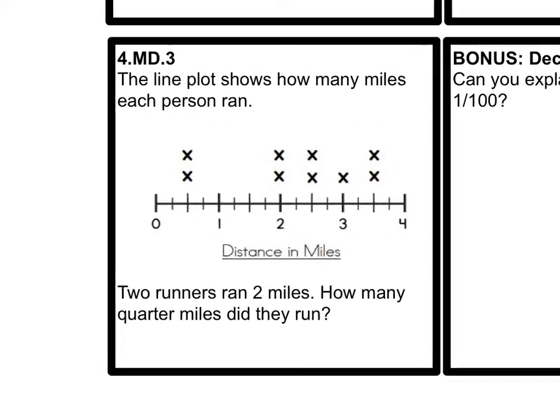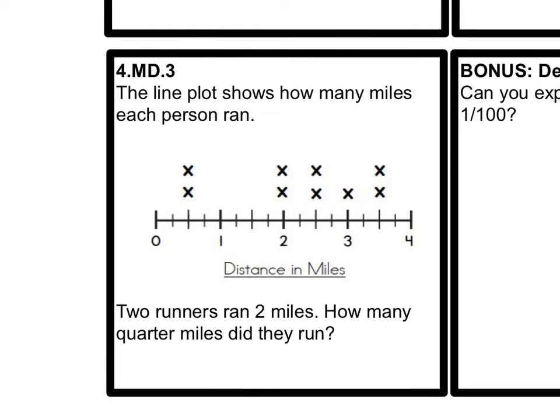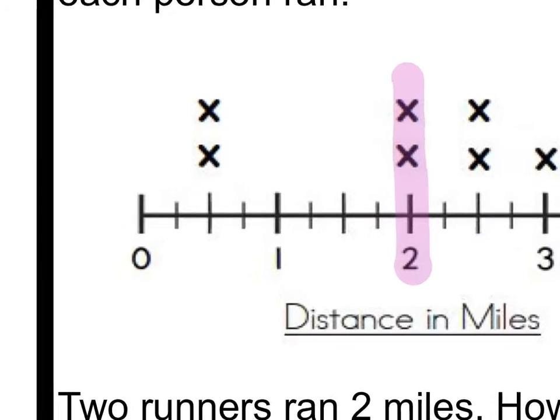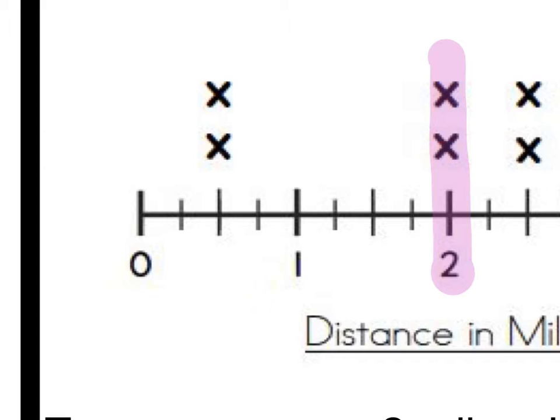Okay. The line plot shows how many miles each person ran. 2 runners ran 2 miles. How many quarter miles did they run? So when they say that 2 runners ran 2 miles, we're looking at these 2 X's on the 2 line mark. And then when I zoom in, I see that between 0 and 1, there are about 3 hash marks. So I know that this is going to be 1/4, 2/4, 3/4, 4/4 for 1 whole. So each of those is a quarter mile.